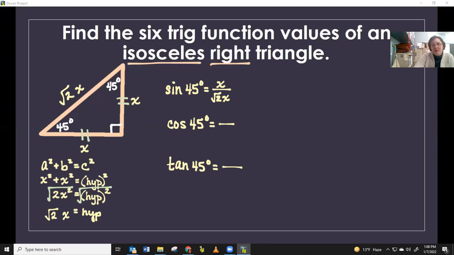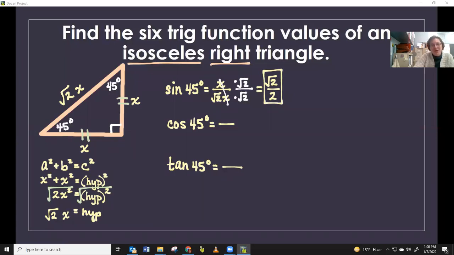You guys see anything that's going to reduce? Very, very close, Brendan. Would anything reduce or cancel? Yeah, my x's are going to cancel. I do need to rationalize that denominator because we don't want to have square root of 2 down in our denominator. And so when I simplify that, I'm going to end up with the square root of 2 over 2. So there's my sine value.